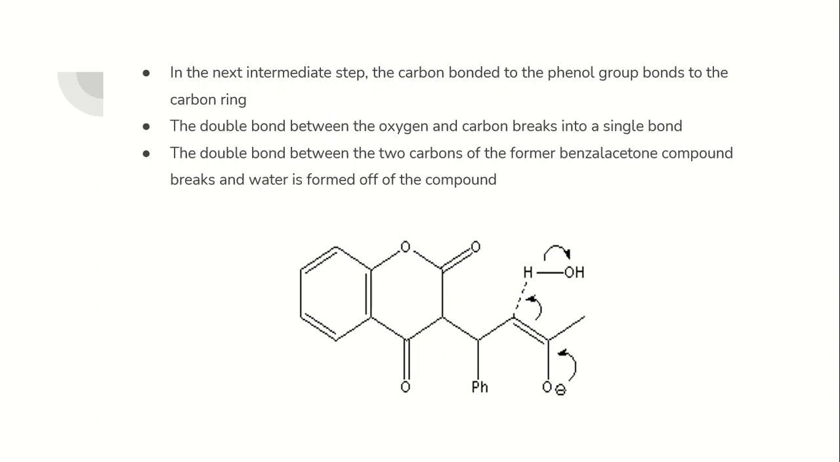In the next intermediate step, the carbon bonded to the phenyl group bonds to the carbon ring. The double bond between the oxygen and carbon breaks into a single bond, and the double bond between the 2 carbons of the benzyl acetone compound breaks and water is formed off of the compound.